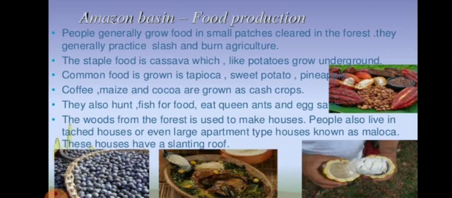The staple food of this area is cassava, which is like potato and grows underground. Common foods are tapioca, sweet potato, pineapples. Apart from this, coffee, maize and cocoa are also grown as cash crops.